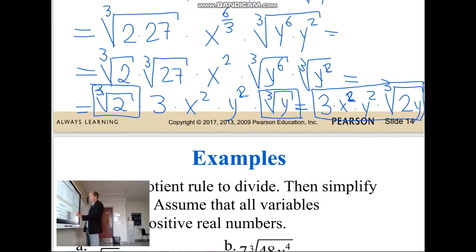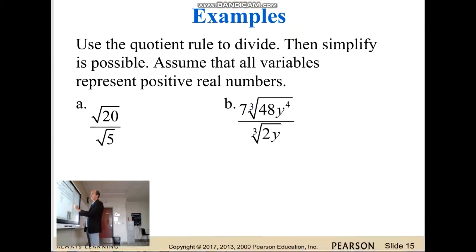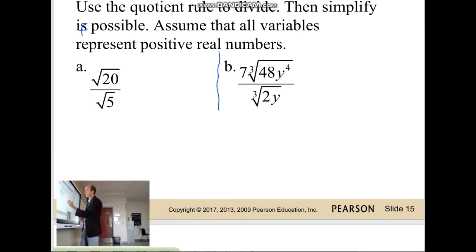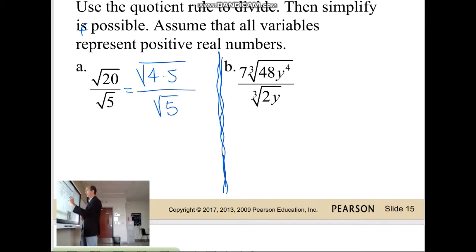Let's check out more examples. Use the quotient rule to divide, then simplify if possible. Assume that all variables represent positive real numbers. So let's check the first one. Let me split this in two. Okay, and let's work with this first one. Square root of 20. We can factor 20 as 4 times 5 over square root of 5.